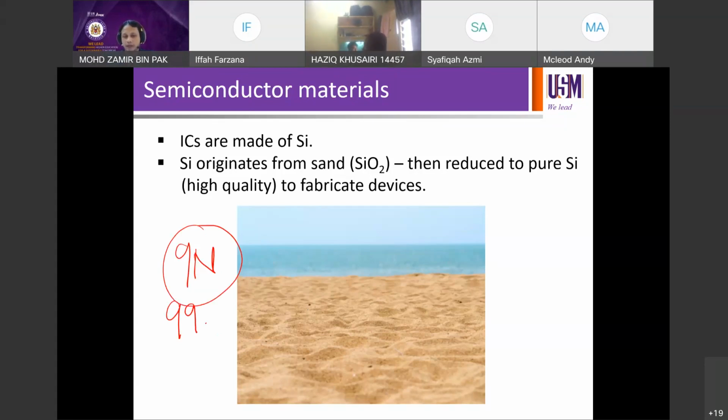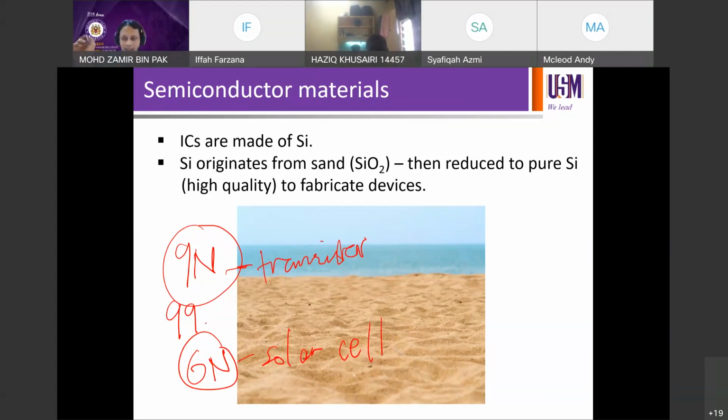For solar cell, on the other hand, you only need 6N. Okay, 6N solar cell, 9N transistor. Maksudnya dia kena very pure, silicon kena very pure for it to work as a transistor. So you have to have 9 kali 9, 99.9999999%.